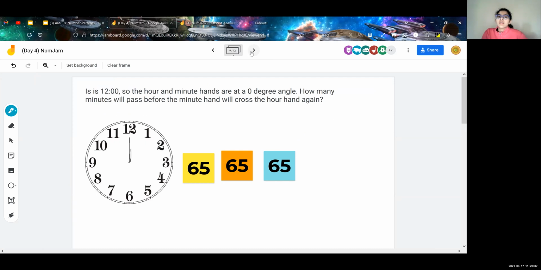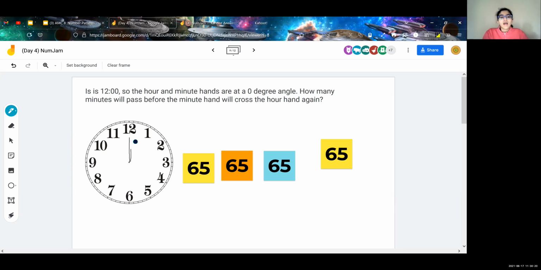So it is 12 o'clock, so the hour and minute hands are at a 0-degree angle. How many minutes before the hour hand and minute hand will cross again? It's going to be after the next hour, because at 1 o'clock the minute hand will be at 12 and the hour hand will be at 1, so they haven't overlapped yet. So it has to be sometime after 1. So we know automatically it has to be greater than 60 minutes.